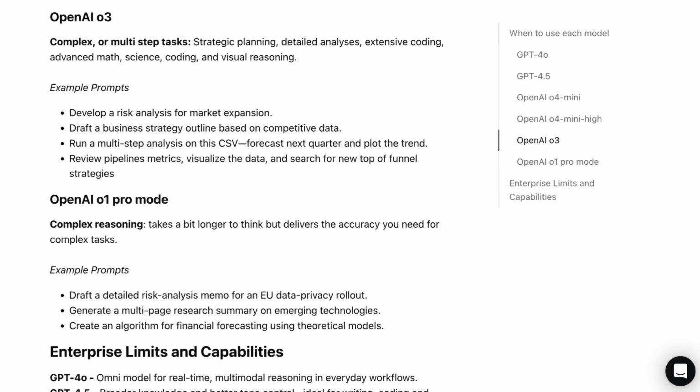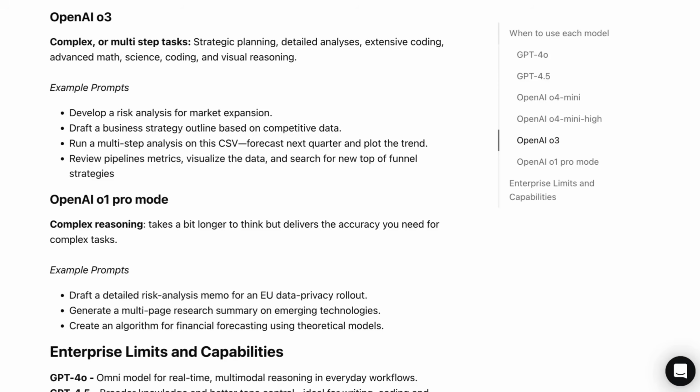The example prompts they give are developing a risk analysis for market expansion, drafting a business strategy outline based on competitive data, running a multi-step analysis on a CSV file, forecasting the next quarter and plotting the trend, or reviewing pipeline metrics, and searching for new top-of-funnel strategies.